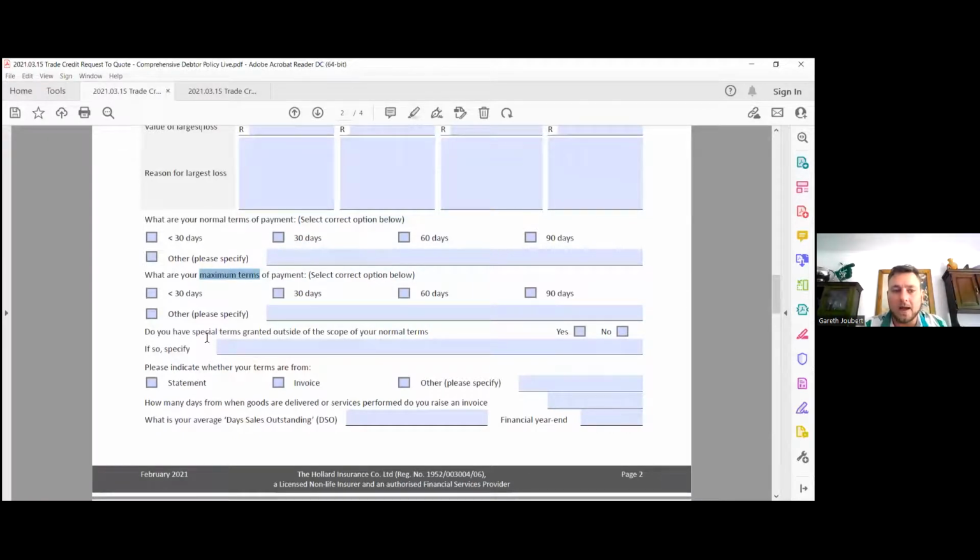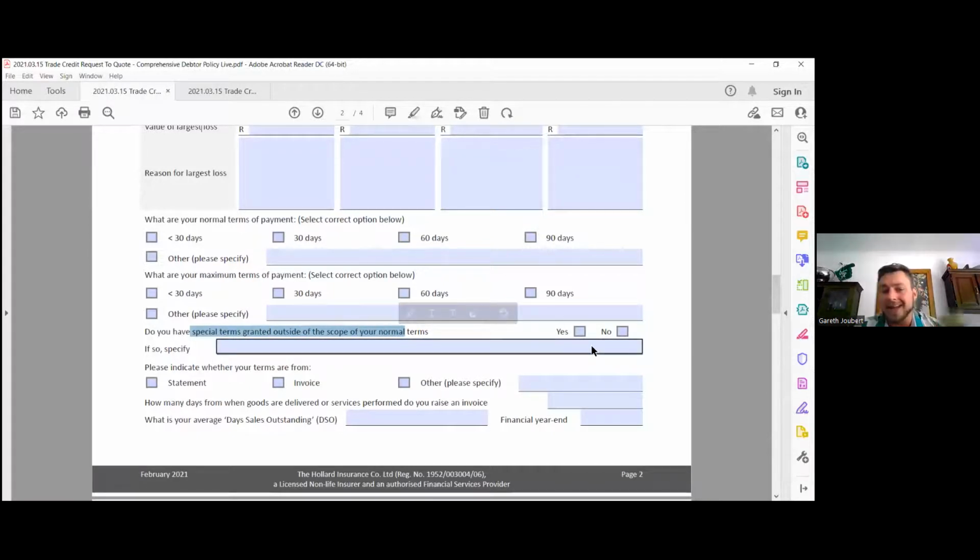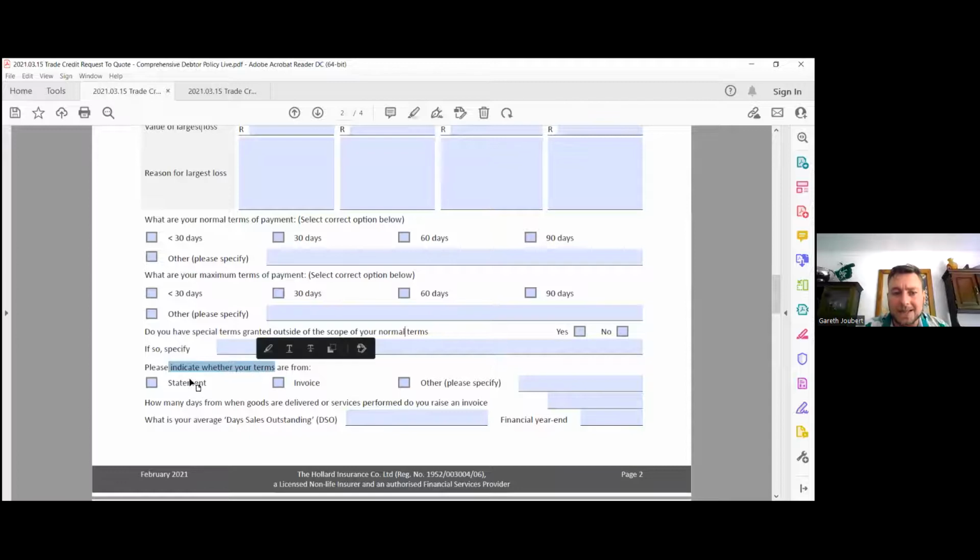Okay. Do you have special terms when you grant outside of the normal terms, right? So are there any instances where you change the process of how you issue credit? Okay. Please indicate if it's on statement, so 30 days from statement versus 30 days from invoice. If you remember that example of the 22nd of March to the 22nd of April compared to the 22nd of March and the 30th of April, that's statement to invoice. I'm yet to see another, but in case there is one, I mean, you never know.